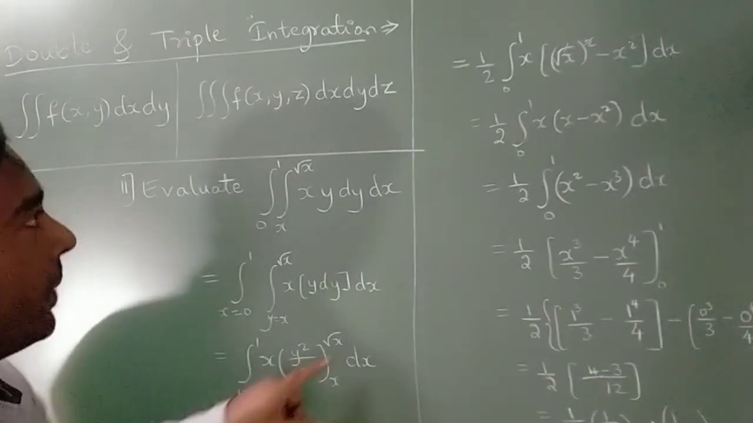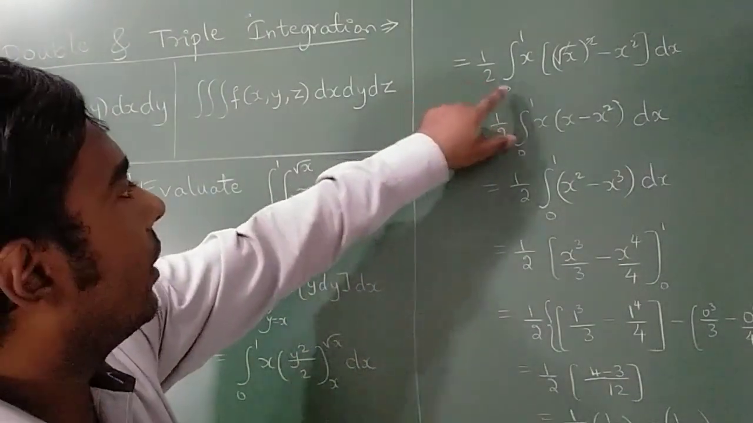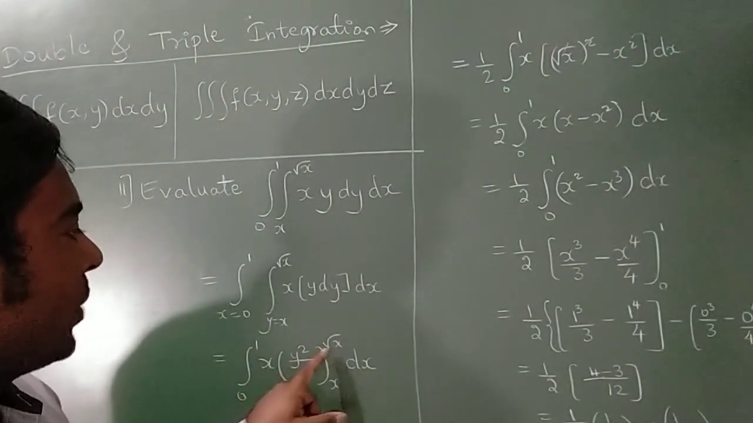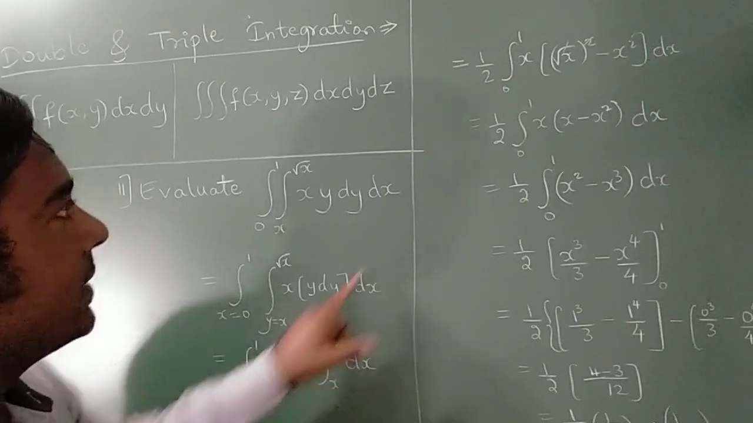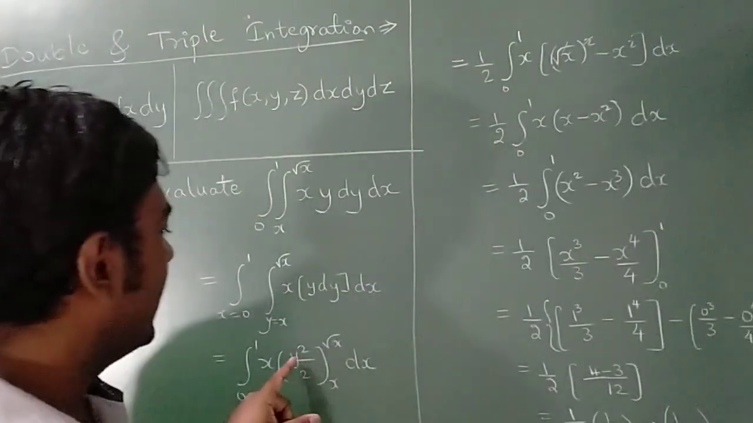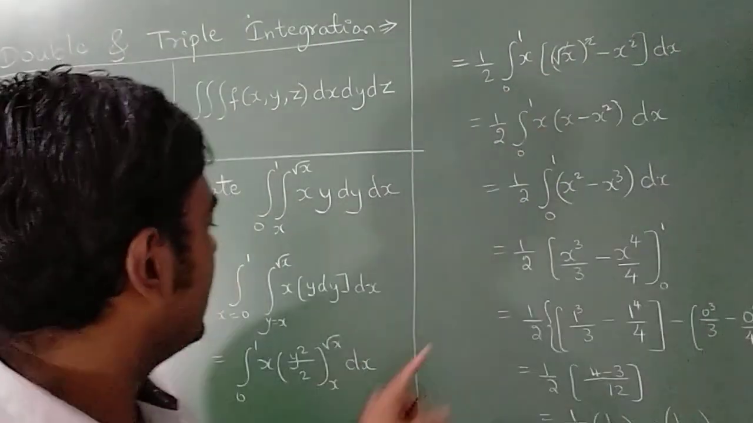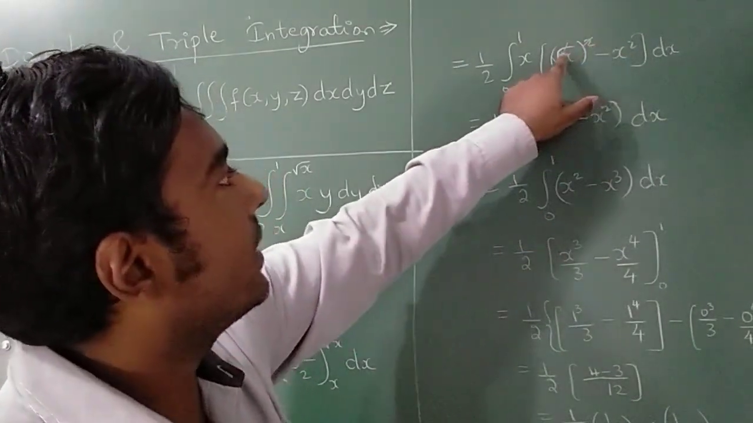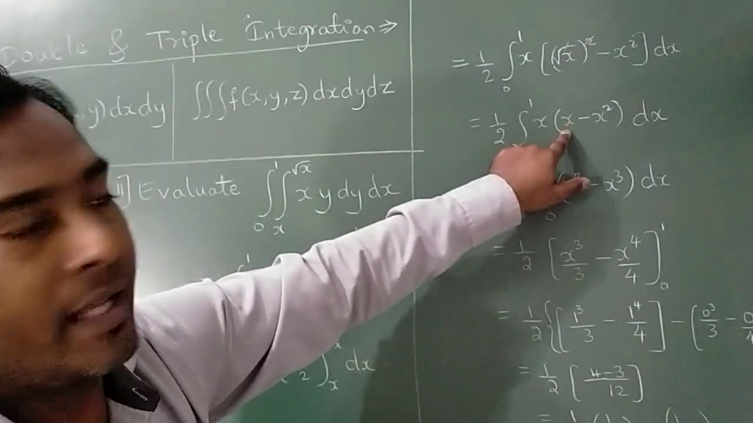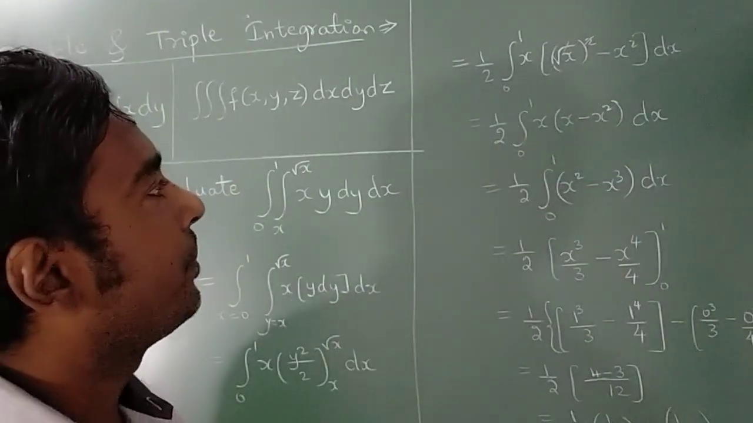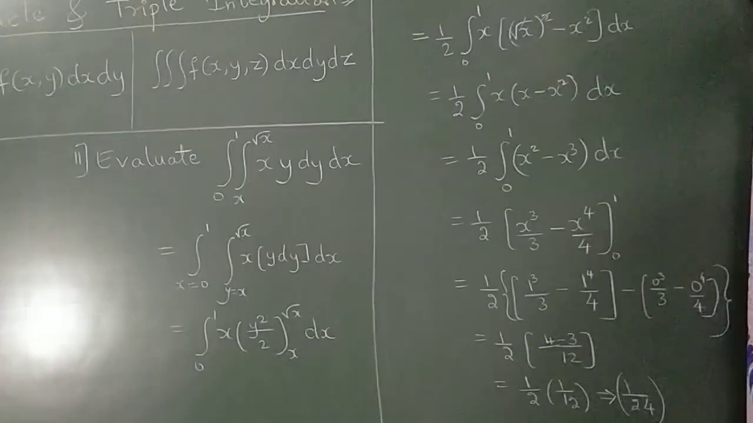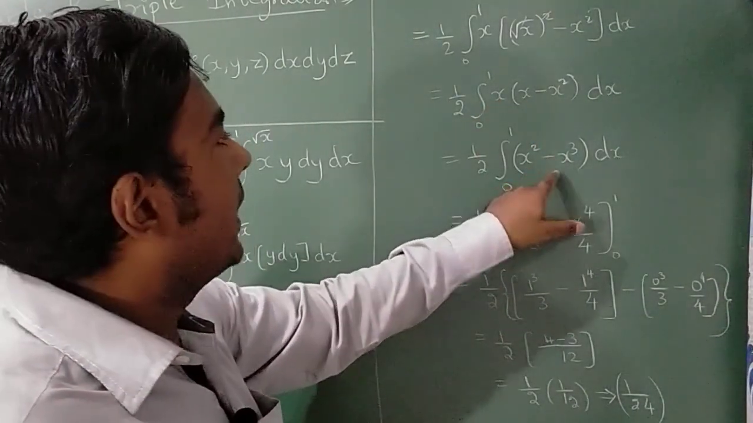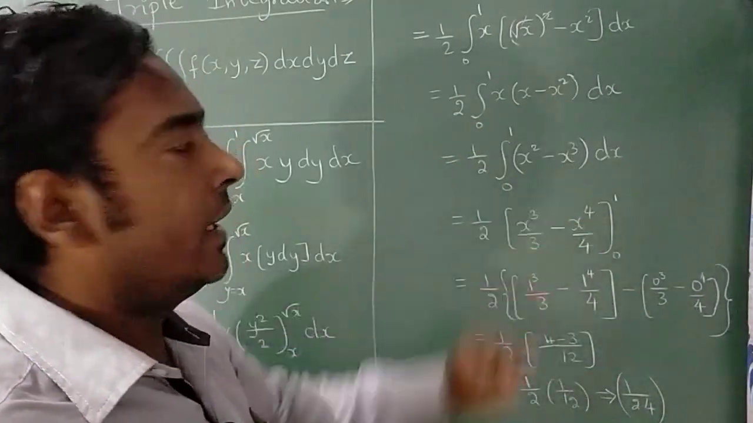Now this 1 by 2 I have written outside. Now integration from 0 to 1 of x. Now in place of y square, the upper limit I have applied, that is square root of x. Since there is a square, I have written square, minus the lower limit. Lower limit is what? x. So x square. The square root and the square get cancelled. So what is remaining? Only x, minus x square. Fine. Now multiply this. x into x is x square, minus x into x square is x cube.